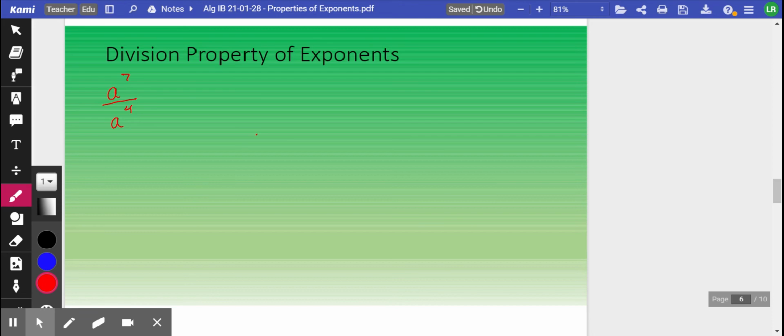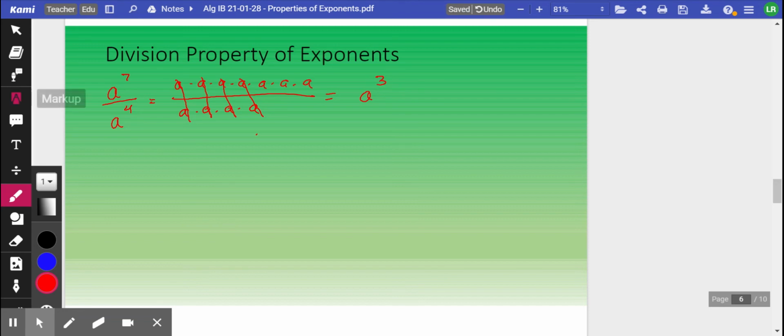Well, the long way, I would expand this and I would say, okay, that's 7 a's on the top. 1, 2, 3, 4, 5, 6, 7. I would expand this. That's a to the 4th. That means 4 a's multiplied on the bottom. And remember our rules for simplifying. If I have an a on top and bottom, those can cancel out. So all these cancel out, and that leaves me with 3 a's, so a to the 3rd on the top.